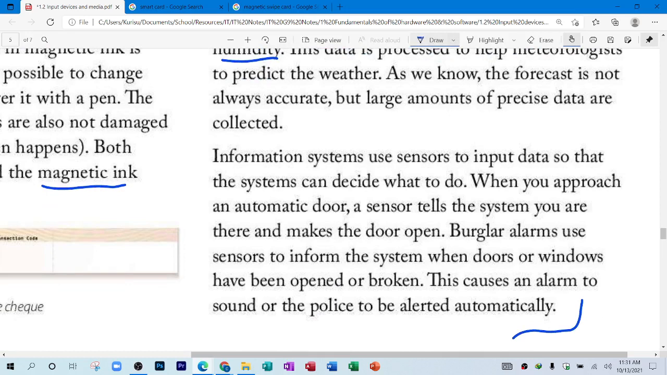Information systems use sensors to input data so that the systems can decide what to do. When you approach an automatic door, a sensor tells the system you are there and makes the door open. Burglar alarms use sensors to inform the system when doors or windows have been opened or broken. This causes an alarm to sound or the police to be alerted automatically.